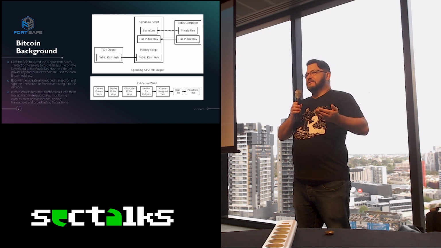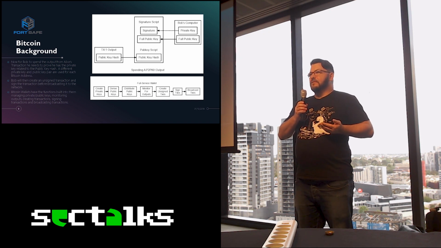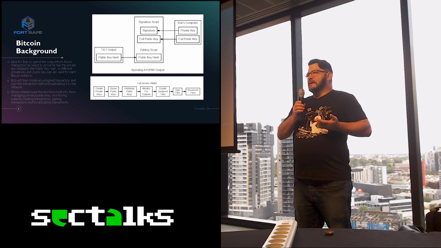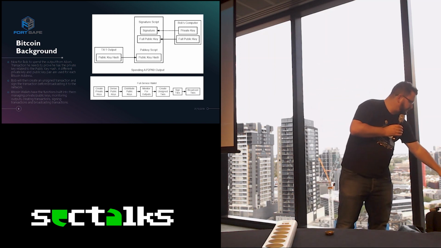So Bob will create an unsigned transaction, then sign the transaction before broadcasting it to the network. Bitcoin wallets have the functions built into them: managing private keys, public keys, monitoring outputs, creating transactions, signing transactions and broadcasting transactions. And that's what you can see in the full service wallet. You can create public key, private key pairs, distribute them, etc.